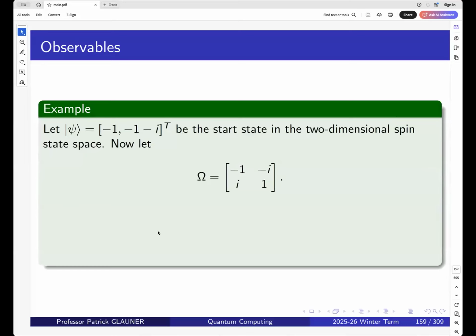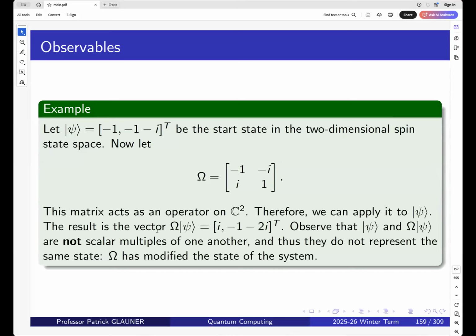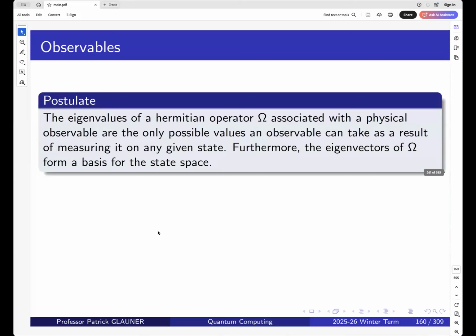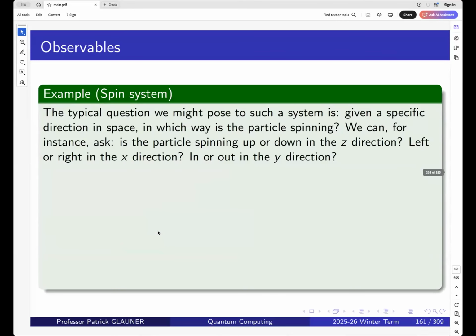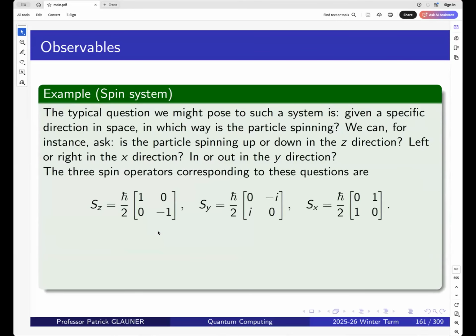So there's an example here in the slides and in the book on how to observe. We would have a two-dimensional spin state space and what you can observe from it. And if you want to see this in detail, feel free to look at it.